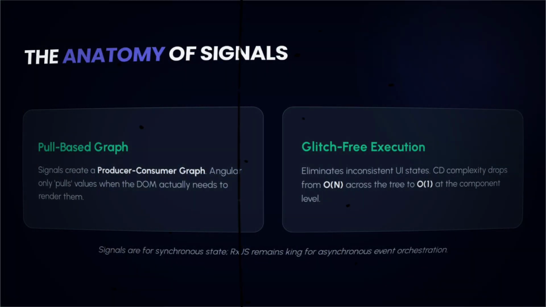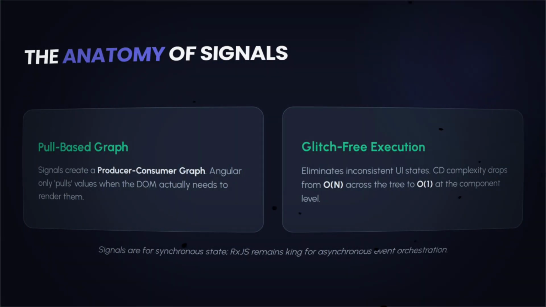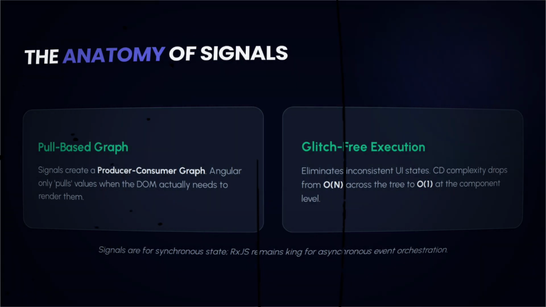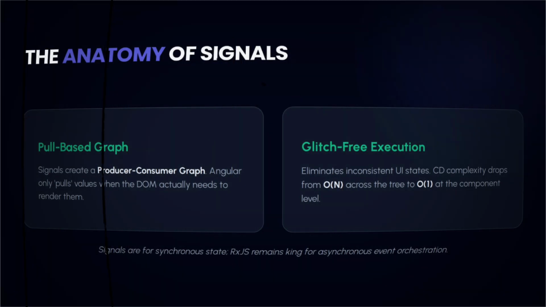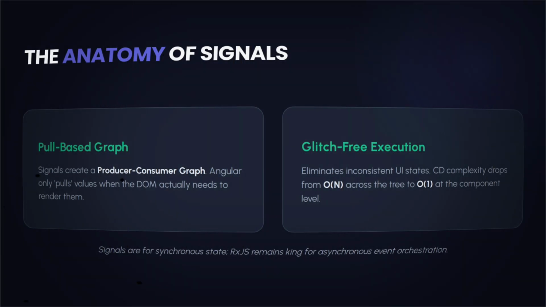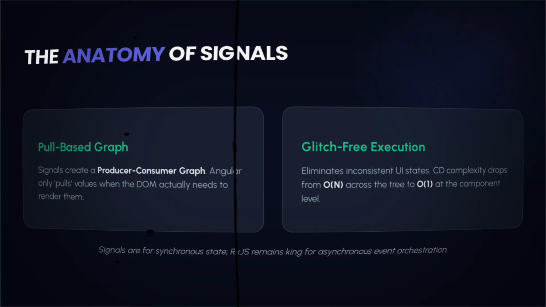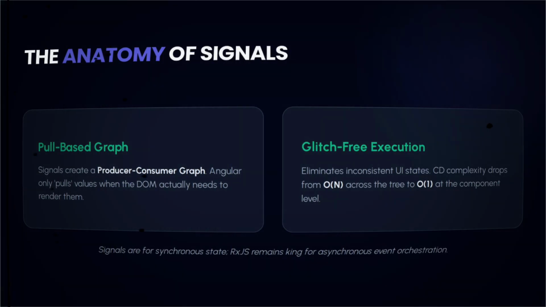Section 2. The Anatomy of Signals. Now let's talk about the real reactive brain, signals. Most developers compare signals to RxJS, but that is a category error. RxJS is push-based. It's a stream. Signals? They are a producer-consumer graph. They are pull-based. Here is the secret.